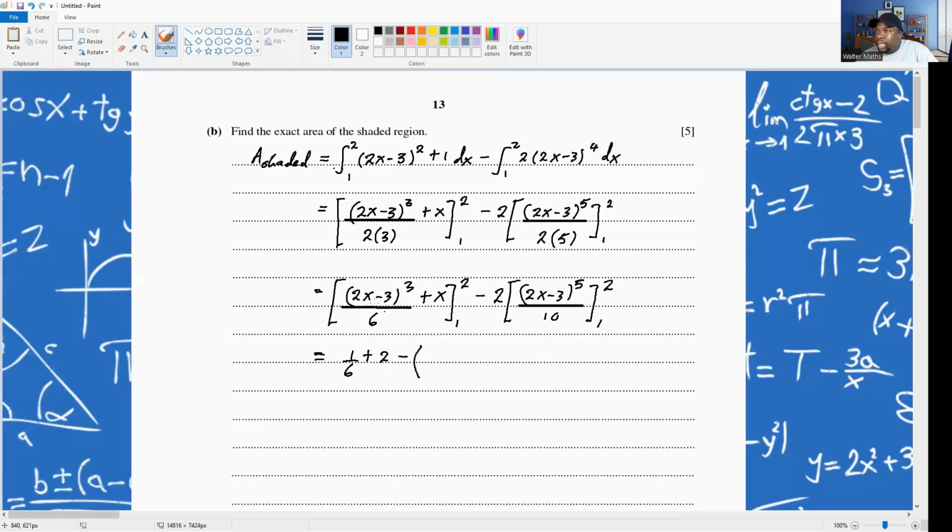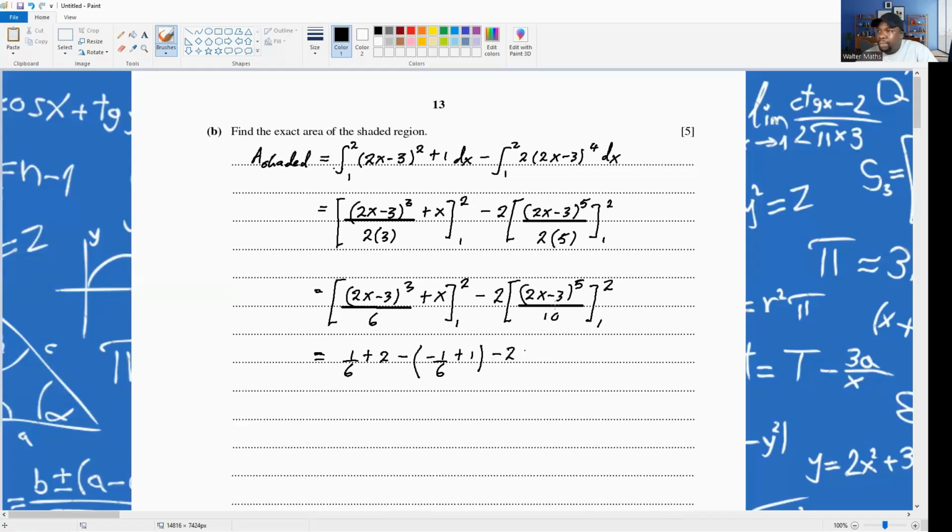Substituting 1 now. If you substitute 1 here, it's 2 of 1 minus 3, which is minus 1, and minus 1 cubed is minus 1. So we have a minus a sixth here, and it's plus. Substituting 1 here is plus 1, and it's minus. Now we're going on to the other part.